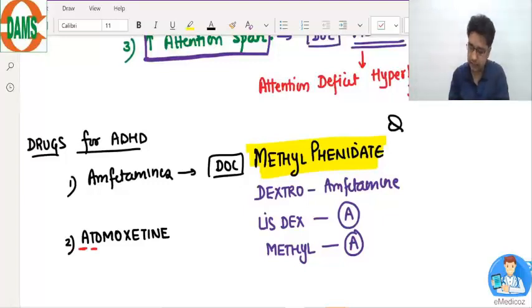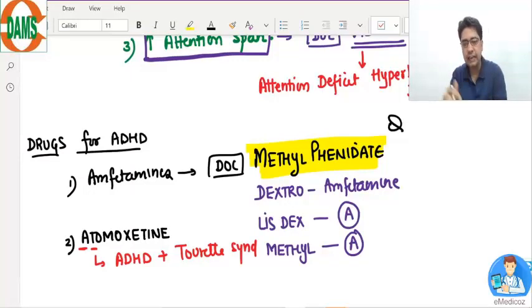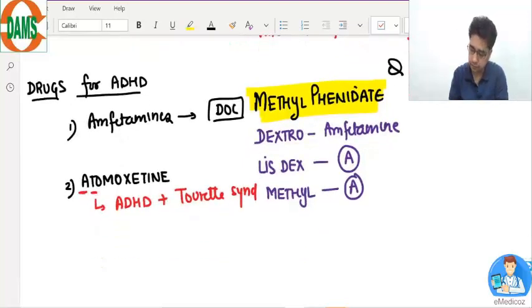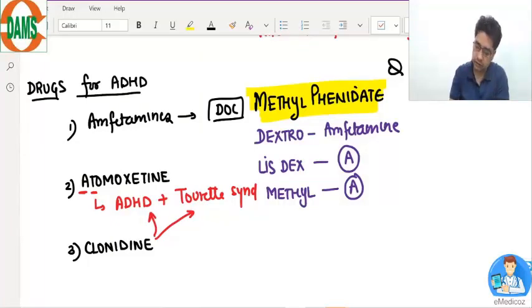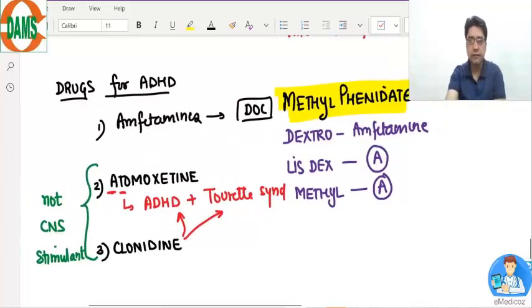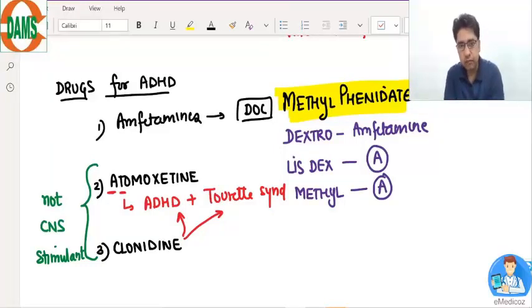Atomoxetine is given in ADHD plus Tourette syndrome. Sometimes these children have tics. Tics are multiple repetitive movements. So A and T. And lastly, you can write clonidine. Clonidine is also given for ADHD with Tourette syndrome. But you will write that these two drugs are not CNS stimulants. Which drug was the CNS stimulant? Amphetamine was the CNS stimulant. These drugs are not CNS stimulants. So these are the drugs for ADHD.